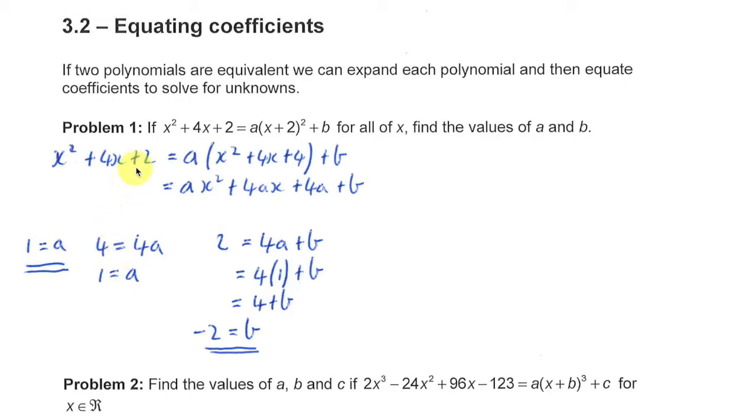Now let's look at the constant. So the constant here is 2. And here, this is the constant, 4a plus b. 4a is the coefficient of x, a is the coefficient of x squared, and 4a plus b is the constant, which is equal to 2. So I have 2 equals 4a plus b. We know that a is equal to 1, so I sub that in. So I end up with 2 equaling 4 plus b, and finally negative 2 equals b. So a is equal to 1 and b is equal to negative 2.